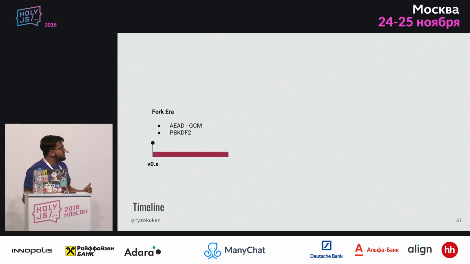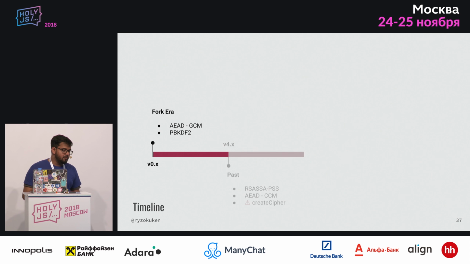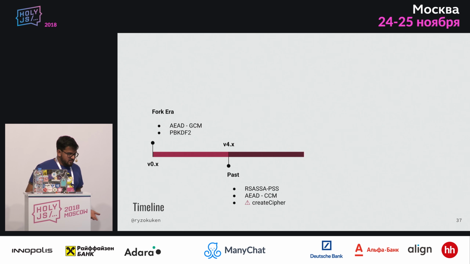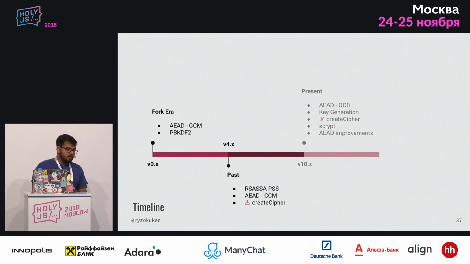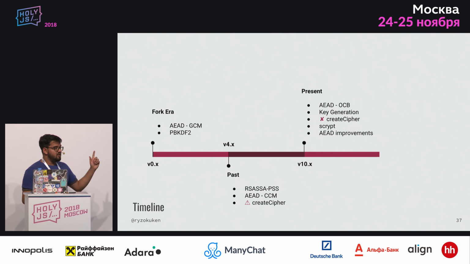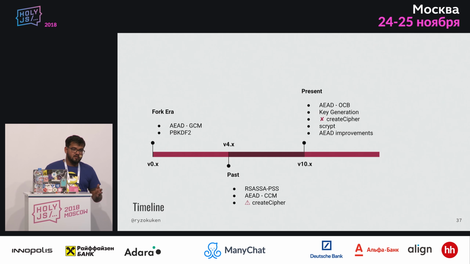So a quick timeline. So we have the fork era. It's like classical age or ancient age something. So we had AEAD GCM and PBKDF2 landing in the fork era between 0.x and 4.x. Then the forks merged, and we had Node.js. And in the past, we've had RSA-PSS, and we added CCM mode to AEAD. And that's when we also did a documentation-only deprecation of createCipher. So it would still work, but it would show a warning. And, oh, sorry, it won't show a warning. In the documentation, you'll see a red stuff like, please don't use it.